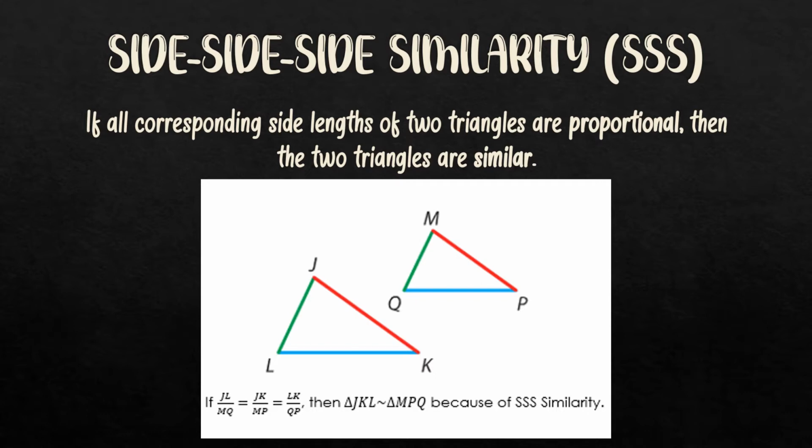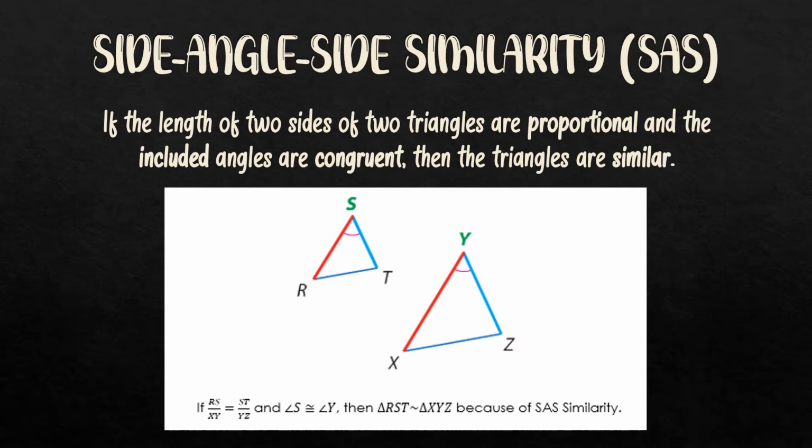Our third way to prove that 2 triangles are similar is using side, angle, side. If the lengths of 2 sides are proportional and the included angles, it's got to be the angle in between the 2 sides, are congruent, then the triangles are going to be similar. So you know that RS over XY is proportional to ST over YZ, and you know angle S and angle Y are congruent, then you know that triangle RST is similar to triangle XYZ because of side, angle, side.